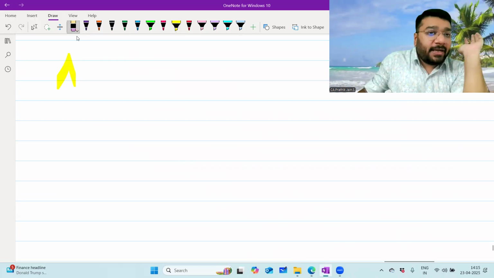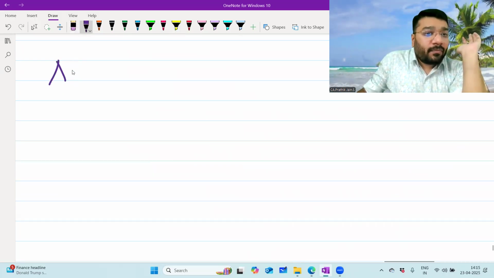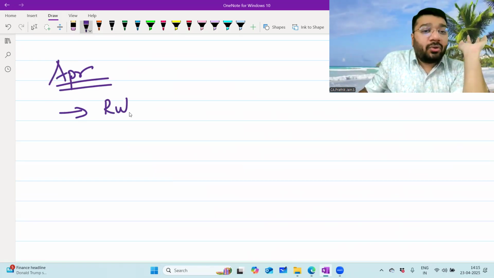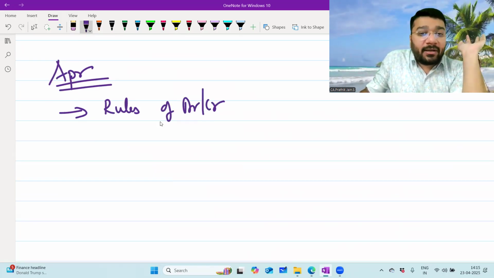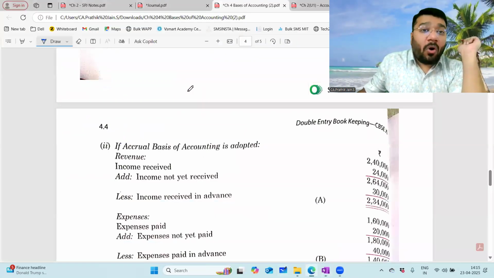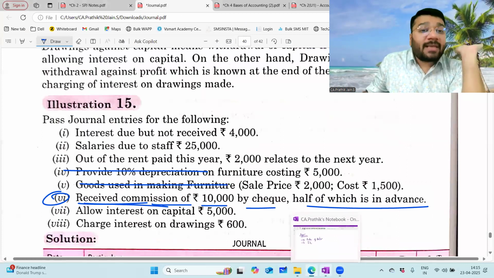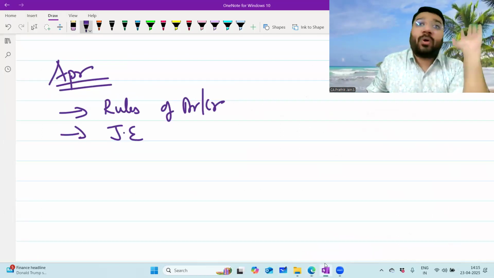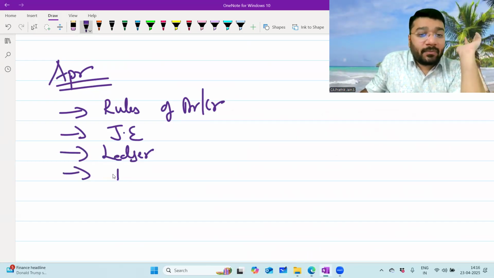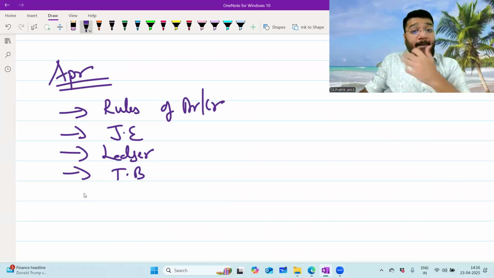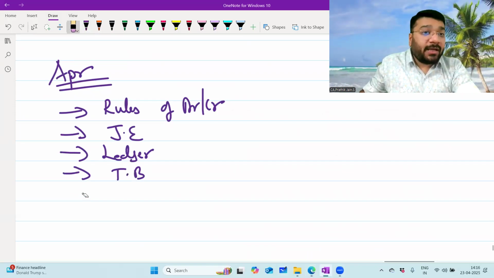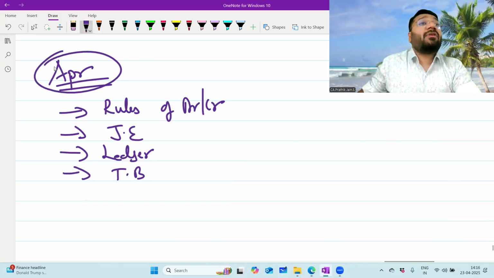So we are in April month, correct? April month, you should be pro in your rules of debit and credit. Then journal entry chapter, which is this chapter. All the questions from this you should have done, and all the classes by now you should have completed watching. Then ledger, trial balance. This is your target for the month of April.